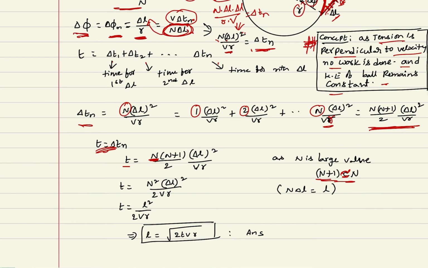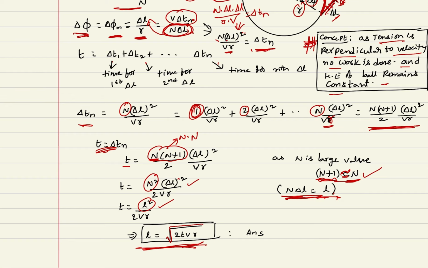Actually it is not the n value, it is n plus 1. If you compare with the n lengths, one length is very small, so we can say that n plus 1 is considered as n. And n into delta L, you know that is L. I substituted there: n into n plus 1 can be written as n into n, that is n square, times delta L square, and n into delta L is equal to L, so n square delta L square is L square. And 2 into Vr is as it is. So finally I got the value as per the given answers.